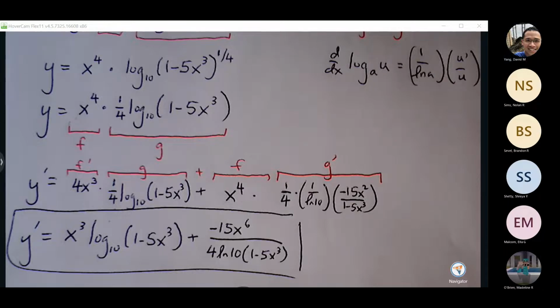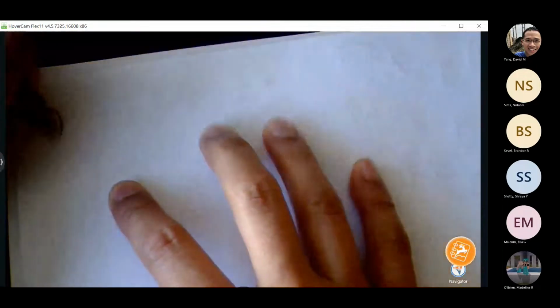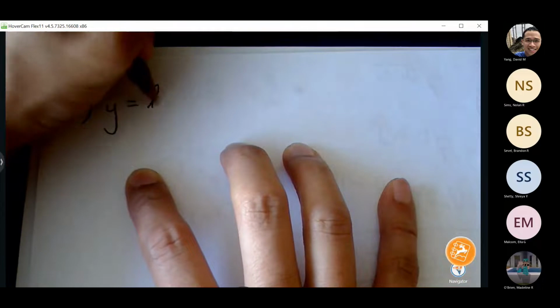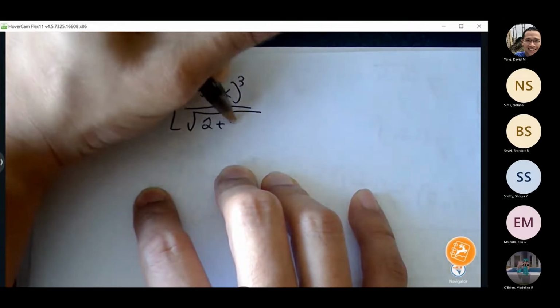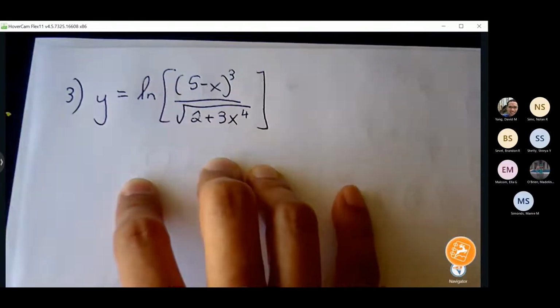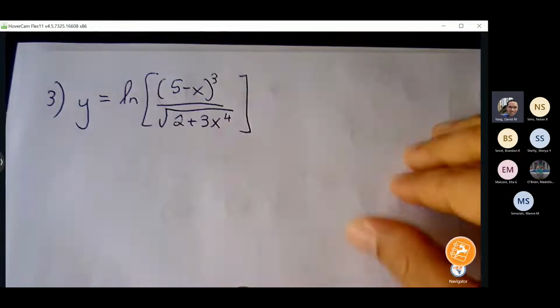Okay, any questions with 2? All right, let's look at number 3. Okay, so I have a natural log expression here. Looks like there's something that we can expand before we jump into our derivative rule.